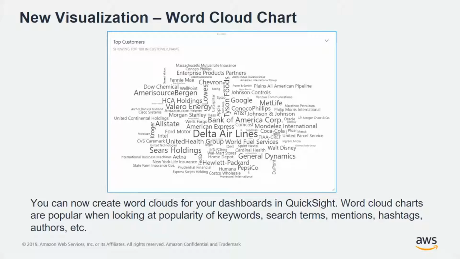or things like that. So in general, it accepts one dimension and one measure, and it's going to size the values that are listed in that dimension by whatever metric that you choose. So let's take a look in QuickSight about how these are used and how they're built.